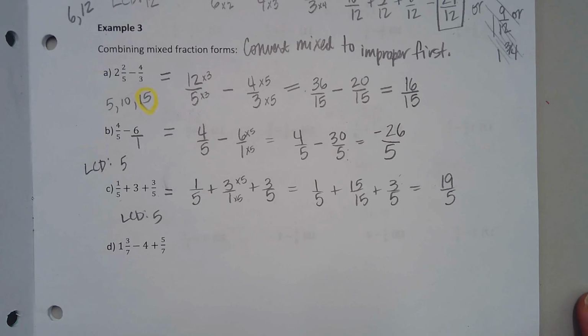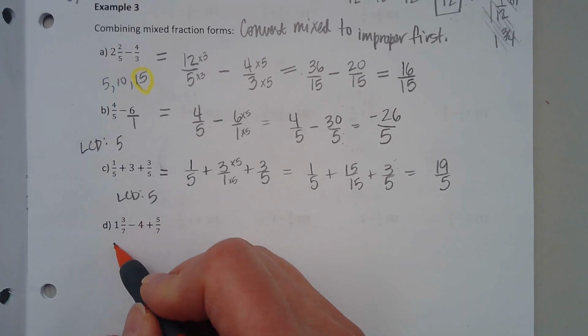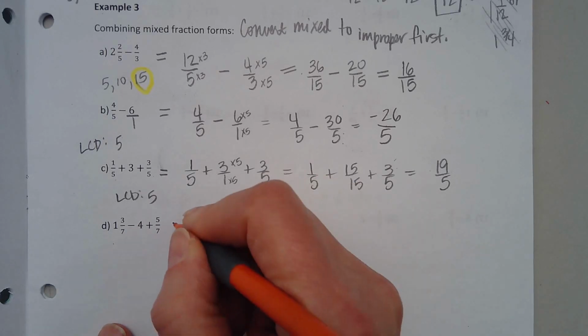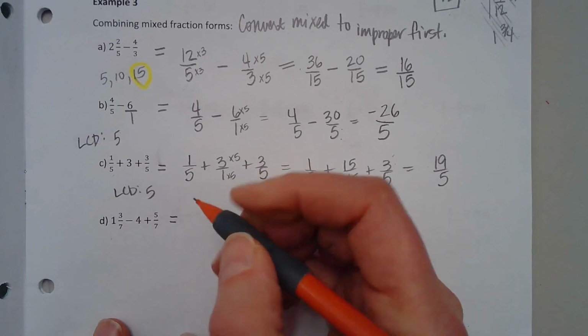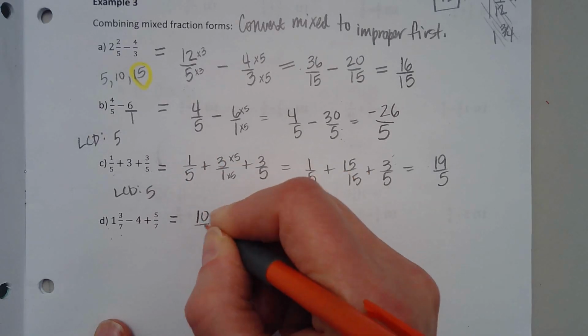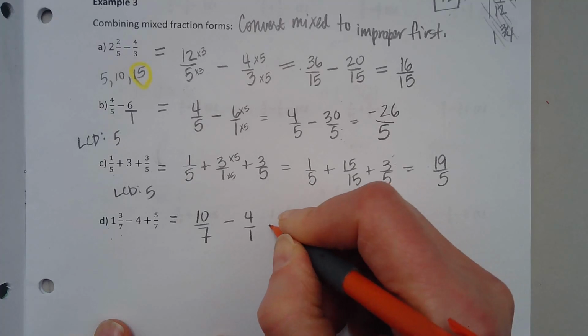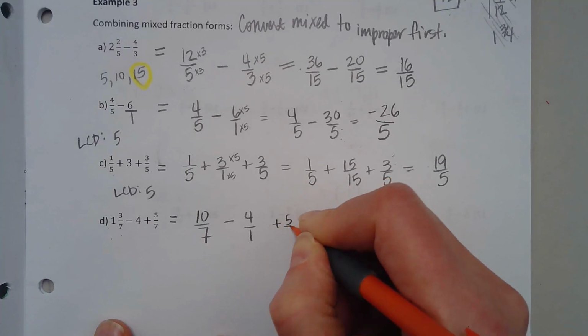It's not much different than C. What's the difference between D and C? Why do you think we included D? Yeah, it's a negative. Negatives always kind of throw one little wrinkle in. But other than the negative, it's the exact same process, right? Oh, and it has a mixed number as well, okay? So let's do this. I'm going to try and do a few things at once. So 7 times 1 plus 3, that would be 10 sevenths, minus 4 over 1, plus 5 sevenths.